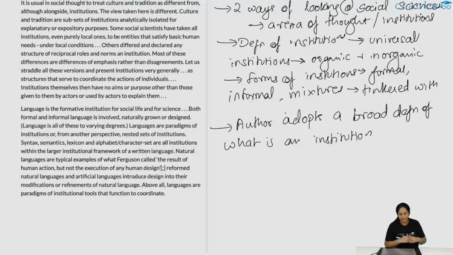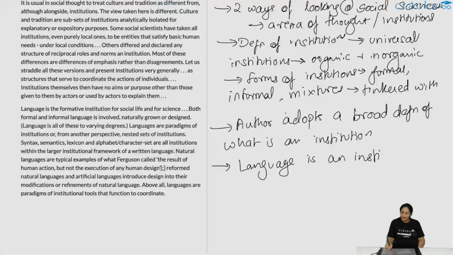So essentially what is being discussed here, the author is saying that language is also an institution. They are a nested set of institutions; the grammar rules and everything are also institutions within the larger framework of linguistics or written language. Natural language is an example of an institution which organically develops, but then later, when you have artificial languages, they are essentially rules added to the natural language. So in this particular paragraph, he discusses how language is also an institution.